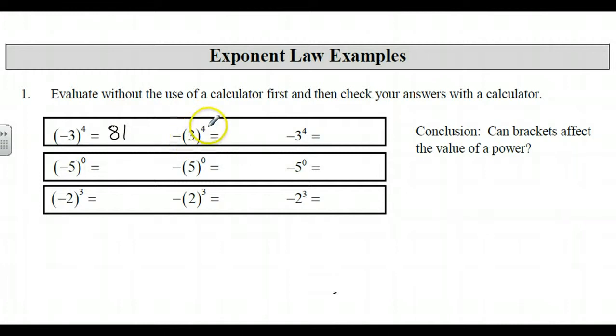If you remember BEDMAS, right, brackets, so do the exponent first. 3 to the 4th is 81, and then take the negative of that. So that's negative 81.